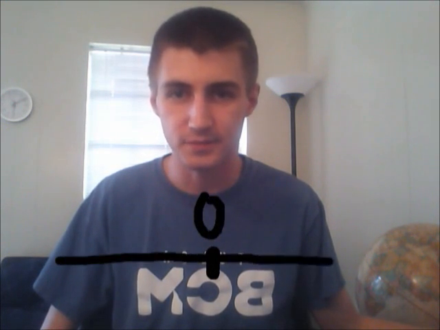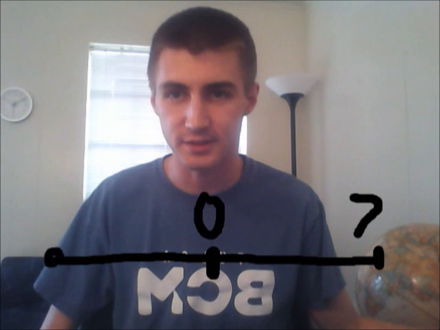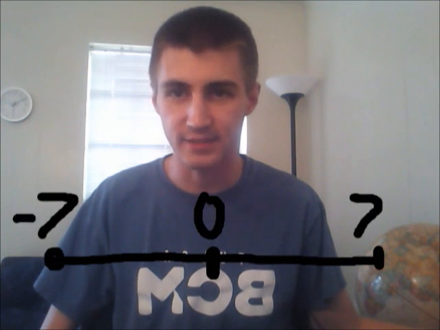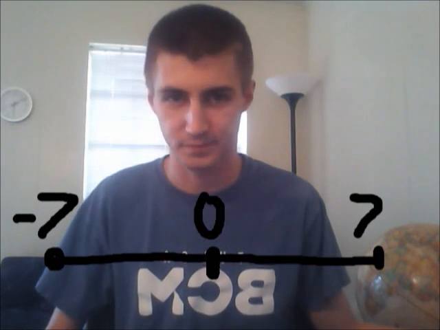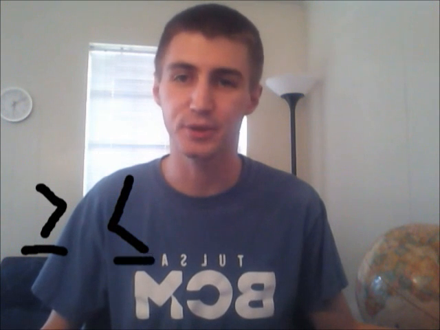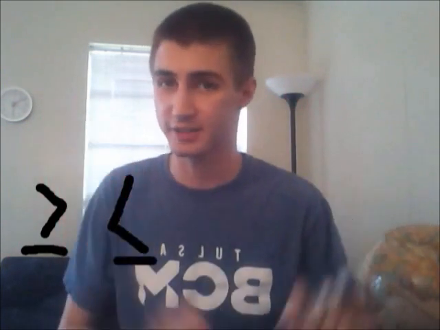If we were to have 0 here, 7 over here, and -7 over here, there's still going to be a total of 7 units to get to 0. Now, when you're talking about inequalities, you're going to be using the greater than sign or the less than sign, and also these could be less than or equal to, or greater than or equal to. Essentially, you're saying that the one on this side is going to be greater or less than the one on the other side.